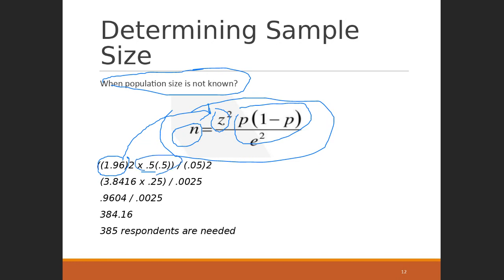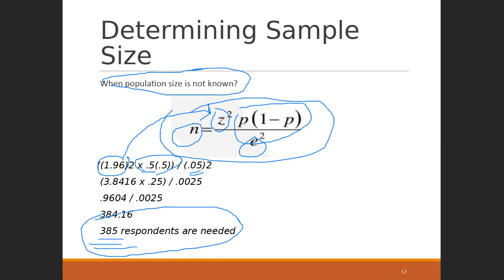E is again your margin of error, 1 minus confidence interval. Our confidence interval is 0.95, so this gives us the value of E as 0.05. After doing simple maths, we get the number of 385. So if we want to be 95% sure that our sample estimates our population and we don't know our population size, then at least you need to have 385 respondents.